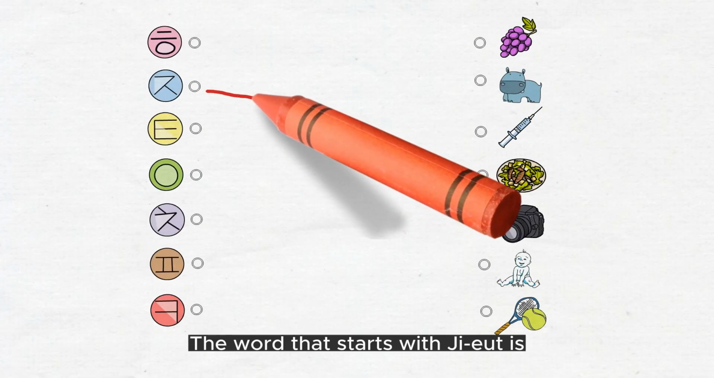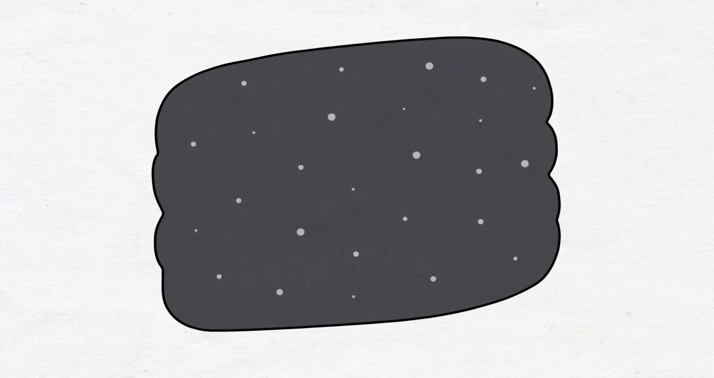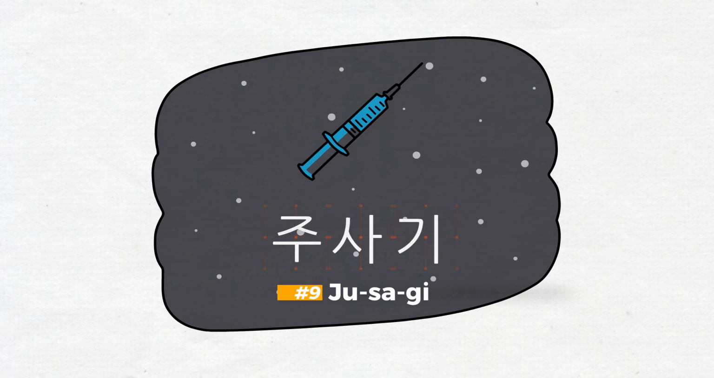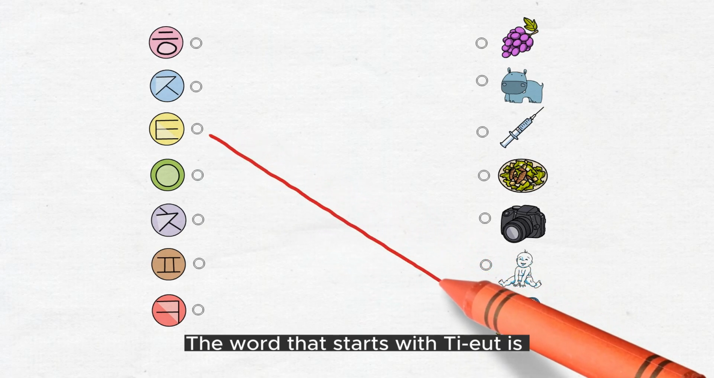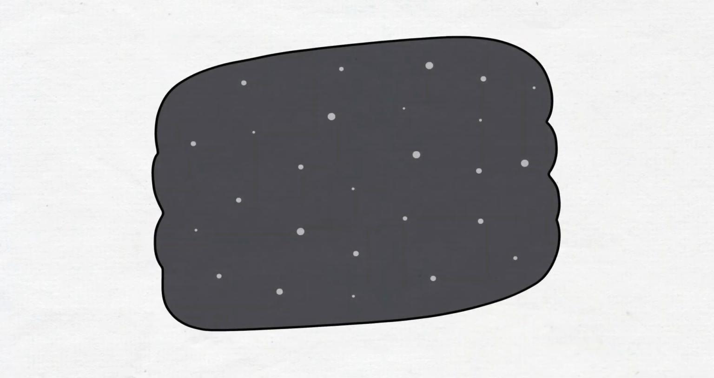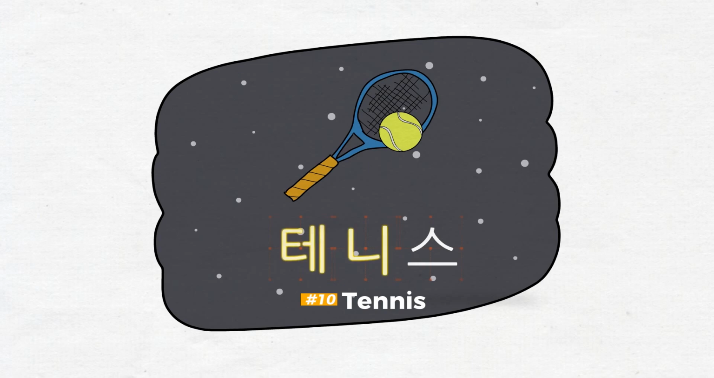The word that starts with 지읒 is 주사기, 주사기. The word that starts with 티읕 is 테니스, 테니스.